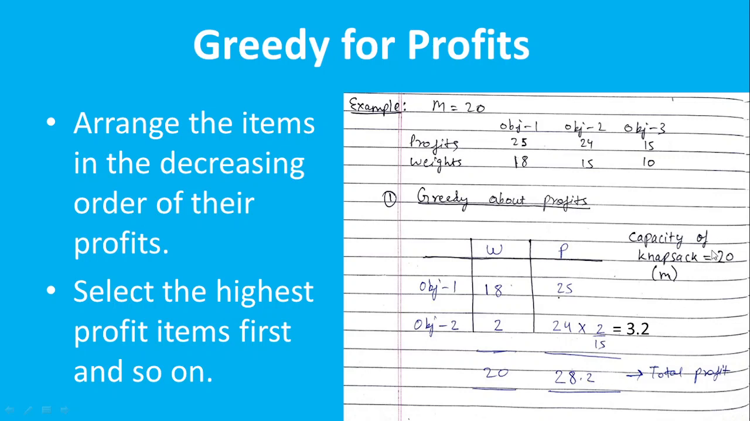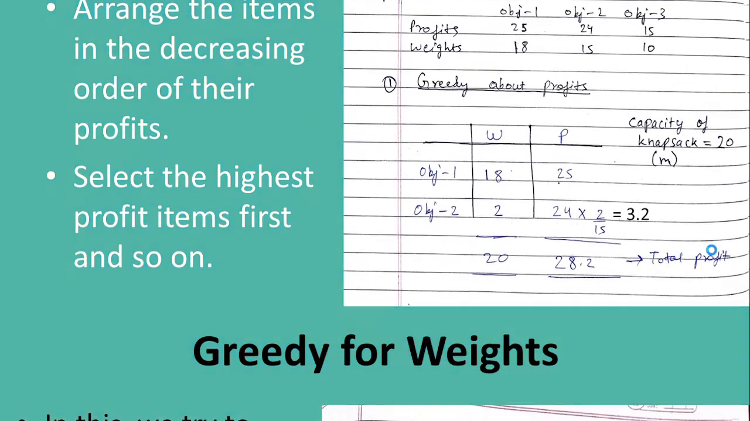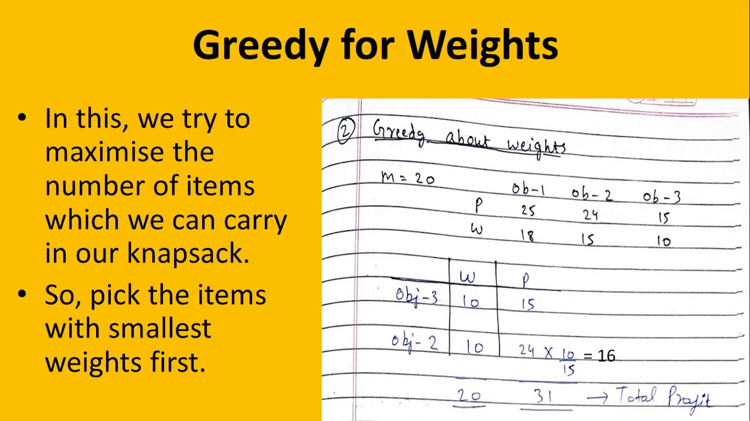So this is not the only approach. There is one more approach where we can be greedy for weight. In this, we try to maximize the number of items which we can carry in our knapsack. So first we will keep the items which have a smaller weight.